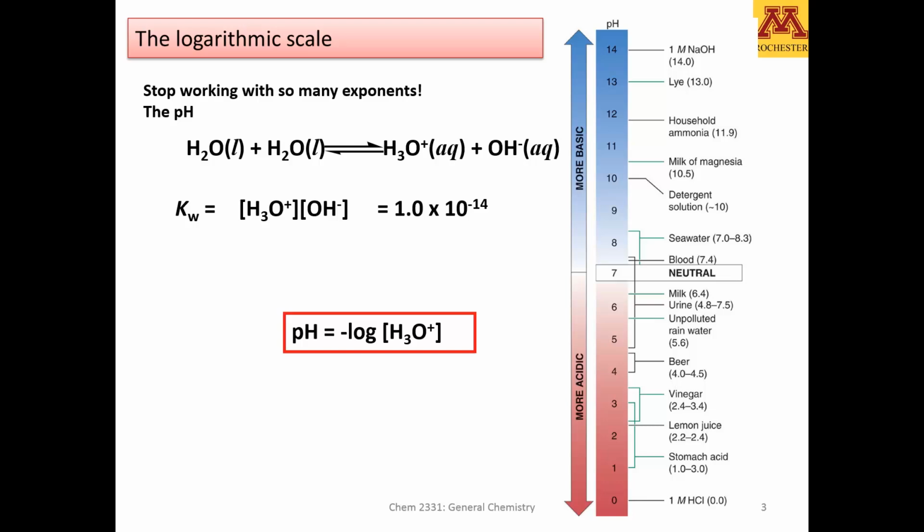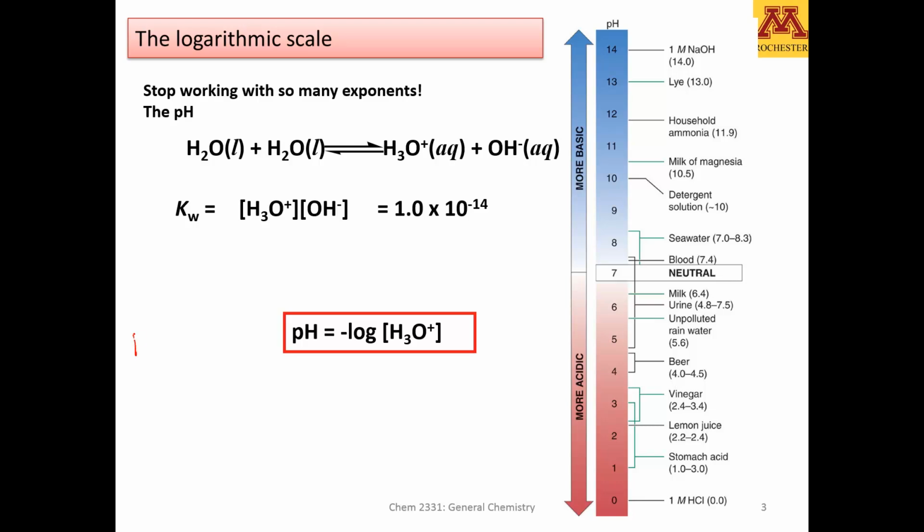In other words, we will take logarithms of concentrations and constants so that instead of working with exponents like 10 to the negative 14 or 10 to the negative 10, we just take the logarithm of that and the numbers become more reasonable. So we're going to define the pH as the negative log of the concentration of hydronium ion.